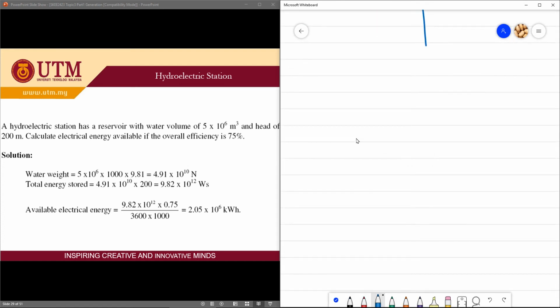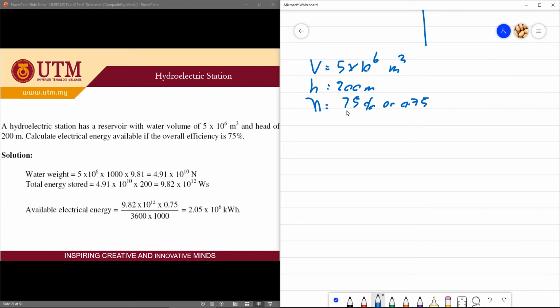Okay, hydroelectric station. A hydroelectric station has a reservoir with a water volume. So volume is equal to 5 multiplied by 10 power of 6 meter cube. You can see here the unit is in SI, so no need to worry. And the head of the water, the head is 200 meter, also in SI unit. Okay, the efficiency is 75% or 0.75.